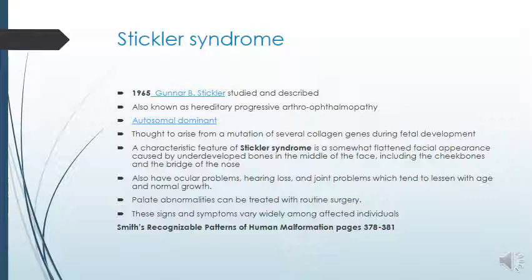Now, the characteristic feature of Stickler syndrome is a somewhat flattened facial appearance caused by underdeveloped bones in the middle of the face, including the cheekbones and bridge of the nose. Individuals with Stickler syndrome also have ocular problems, hearing loss, and joint problems, which tend to lessen with age and normal growth. The cleft palate abnormalities can be treated with routine surgery.